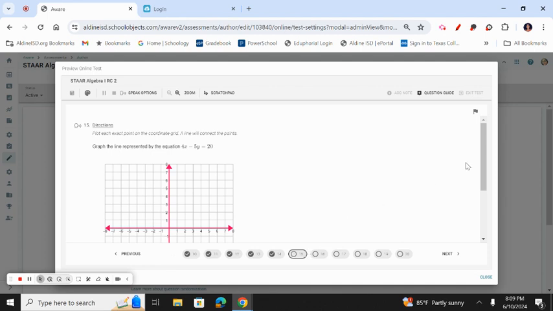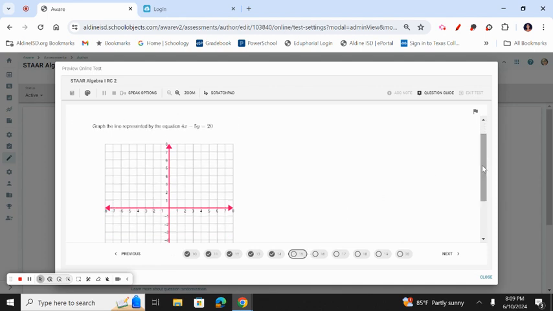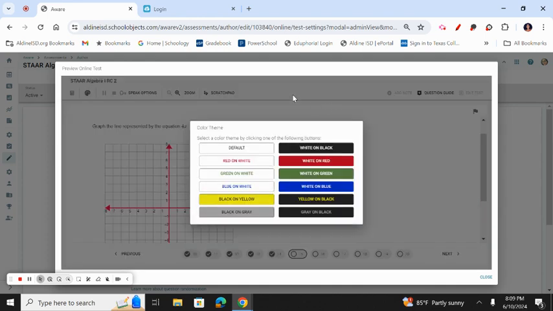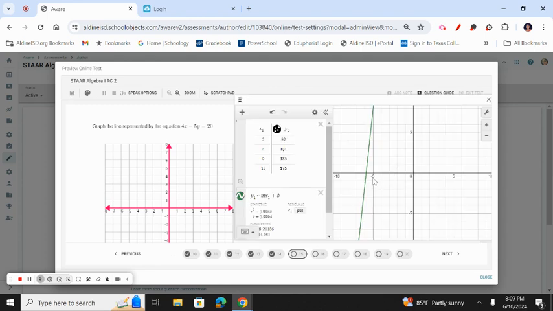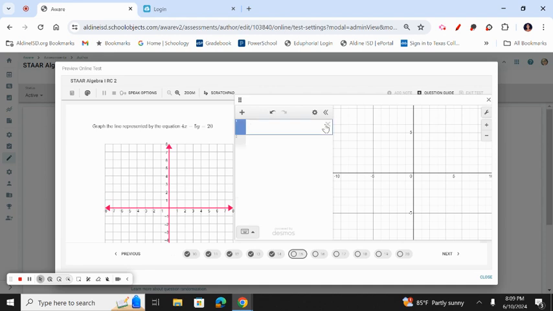It wants you to plot, so you're going to use the cover-up method. Cover-up method means I do 4x equals 20, so that's 20 divided by 4. That means the x-intercept is at 5. And then 20 divided by negative 5, the y-intercept is at negative 4. I only need 2 dots.